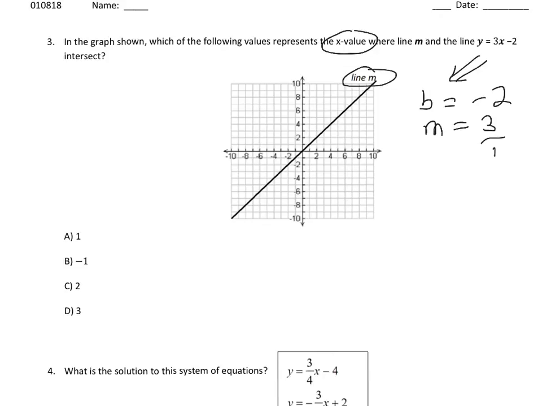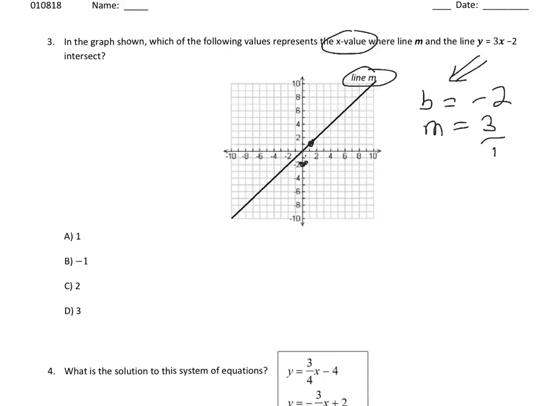So let's see where the two lines intersect. We know the first line, line M, is already drawn. Now let's draw the second line, y equals 3x minus 2. So the y-intercept is where I start, which is b, so -2, it's right here, right? -2 right there, all right? And the slope says 3/1. So if I go from where I begin, I go 3 units up, 1, 2, 3, and then 1 to the right. Okay, there you go, right there. And that's where they intersect.